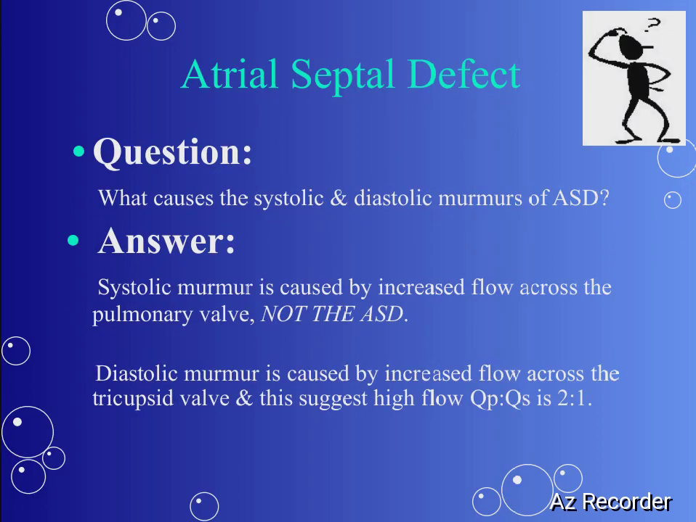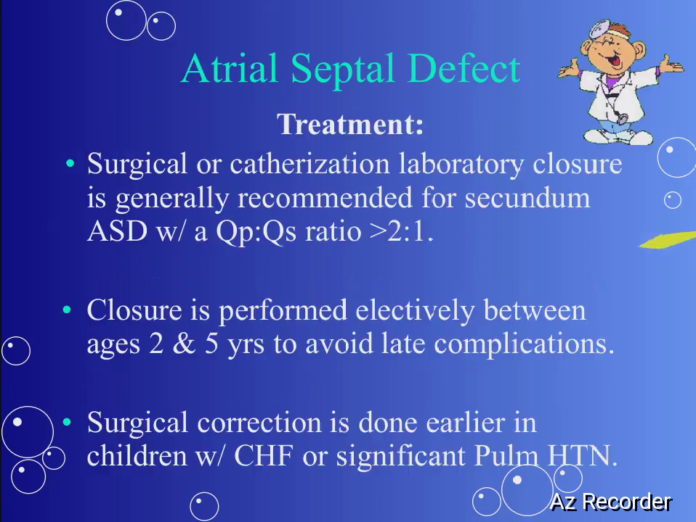What causes the systolic and the diastolic murmurs of the ASD? Caused by the increased flow across the pulmonary valve, not the ASD, in the systolic murmur, while the diastolic murmur is caused by the increased flow across the tricuspid valve. This suggests the high flow of Qp:Qs 2:1.